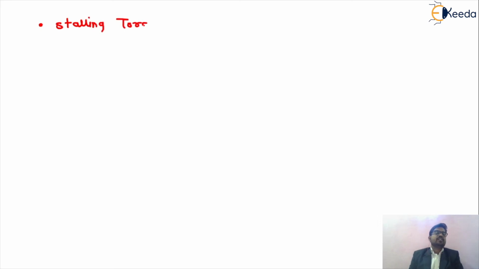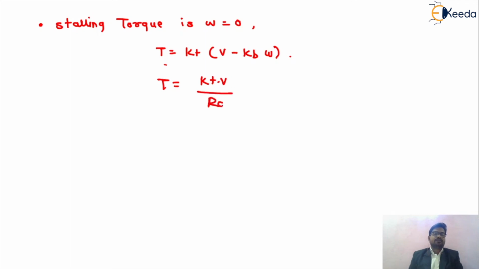So sometimes we call it the pull-out torque or breakout torque, when the speed is equal to 0. So what will be the condition? We can write this equation: T = Kt·V − Kb·ω. From this equation we get the torque as Kt·V divided by Ra. This is the stalling torque at ω = 0. Simply, in that equation we are substituting ω = 0, and according to that we get this equation.